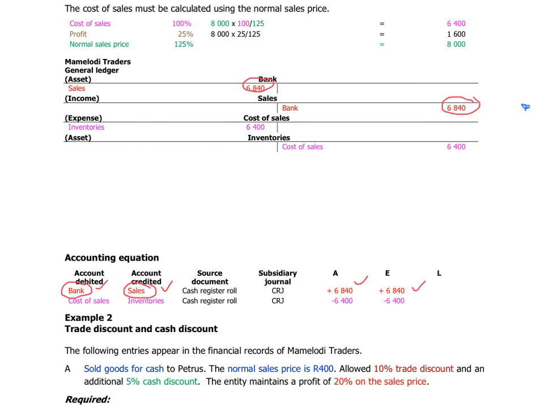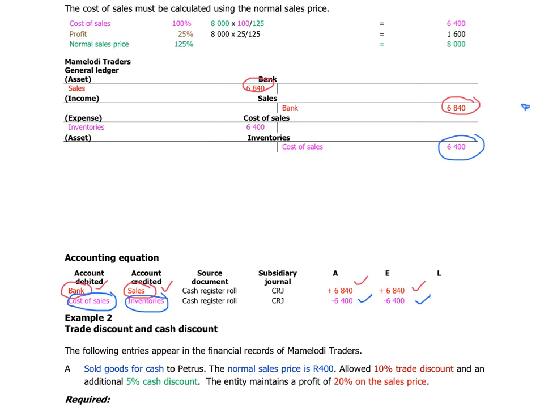Cost of sales will be debited because expenses increase on the debit side, expenses reduce profit, so equity will decrease with 6,400. Inventories were credited, so I will show that the inventories decreased, so my assets decreased with 6,400.